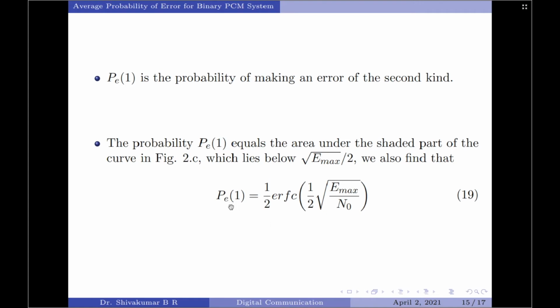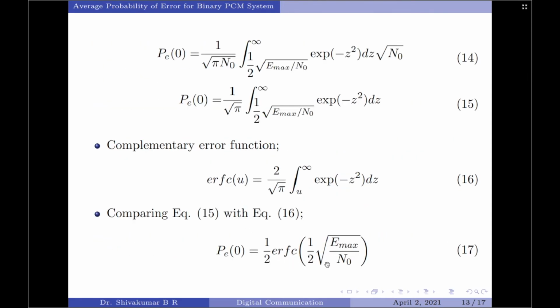So, PE of 1 is also equal to 1 by 2 into ERFC of 1 by 2 into square root of E max by N0. Please note the expressions for PE of 0 as well as PE of 1 are exactly the same, and this confirms that the channel is symmetric in nature.